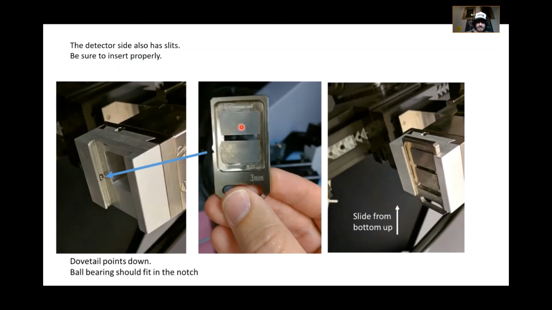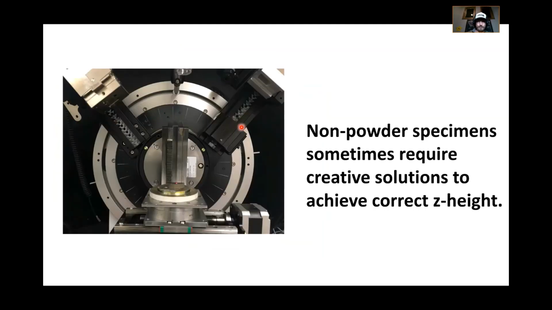And anyway, so slits are part of the whole Bragg-Brentano setup. Another note, non-powder specimens sometimes require creative solutions to achieve the correct Z height. And I don't know if you can see this, but we've stacked up just a bunch of pieces of metal because we're looking at a solid sample. On this instrument, it has a laser, and if your Z height is correct, the laser will form an X. There's actually two lasers that come together and form an X. So that's how you know if your Z height is correct.